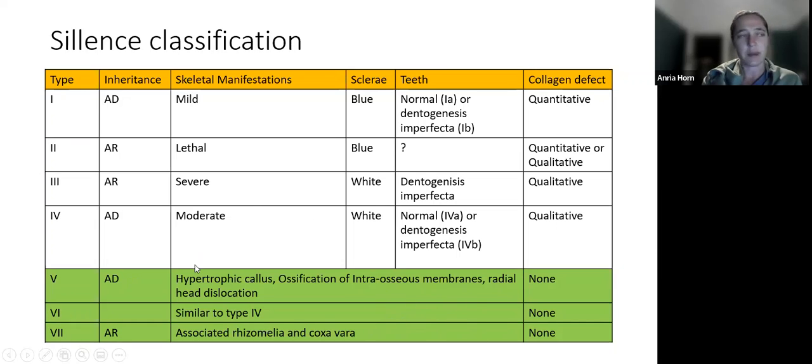So the type 5 is hypertrophic callus formation, ossification of the interosseous membranes, and this is of the forearm and the lower leg, and radial head dislocation. And they actually don't have a collagen defect, same as type 6, which is like type 4, but without the collagen abnormality, and then type 7, which gets rhizomelia and coxa vera. But I think if you guys know the 4 first ones, then that's probably more than ample knowledge for OI.